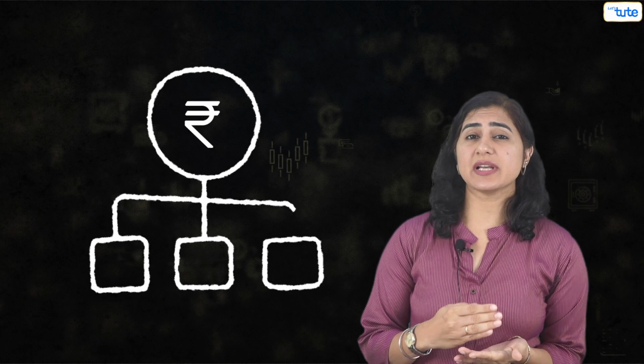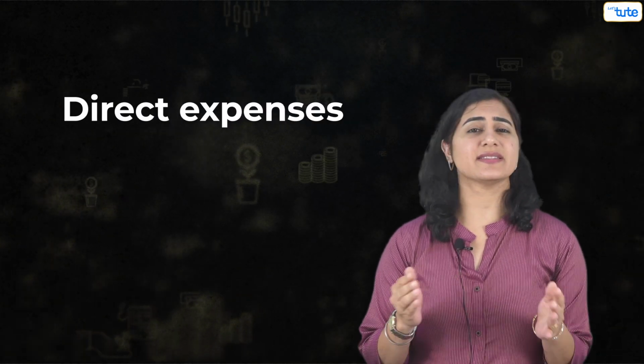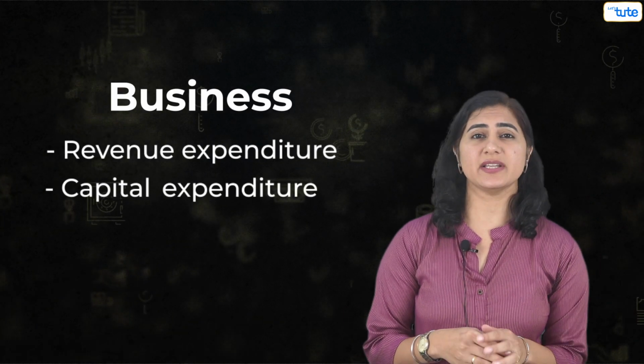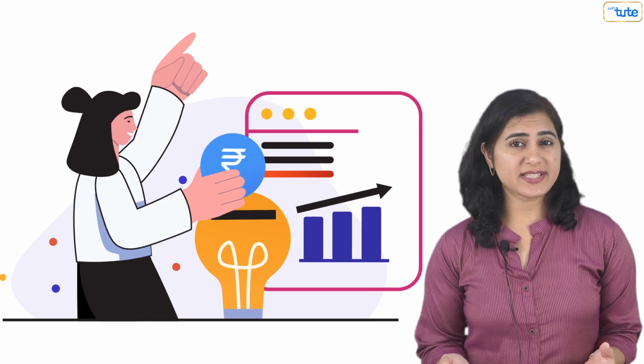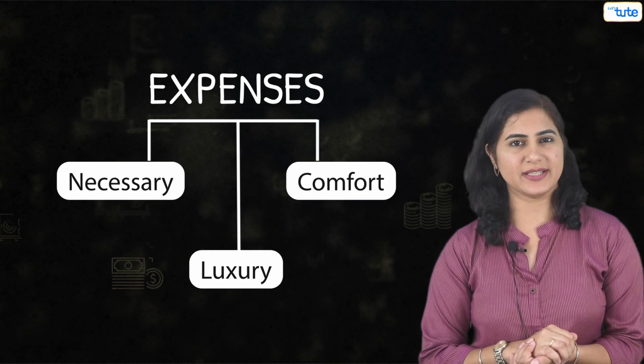Now, if I start to classify expenses, there will be a big list. Direct expenses, indirect expenses. For business, it will be revenue expenditure, capital expenditure, etc. But let's understand expenses in very simple terms. So if someone is doing business, for him, any outflow of money to run his business is expense. And for the common man, any outflow of money to live our routine life is expense. For now, we will classify expenses as necessary, comfort and luxury.